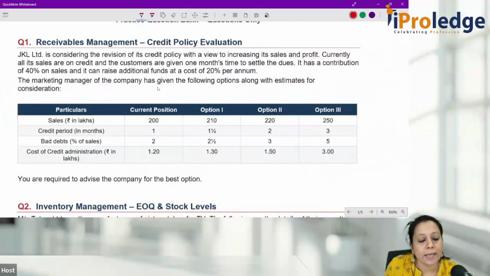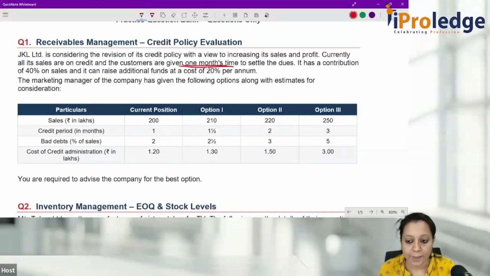So now, JKL Limited is considering the revision of its credit policy with a view to increasing its sales and profit. Currently, all its sales are on credit and customers are given 1 month time to settle their dues. That means the current time that is given is 1 month. It has a contribution of 40% on sales. And it can raise additional funds at 20% per annum. The marketing manager of the company has given the following options: sales, credit period, bad debts, cost of credit administration.